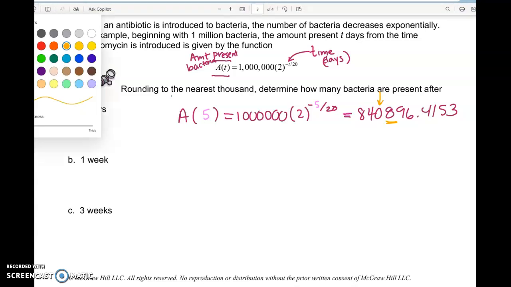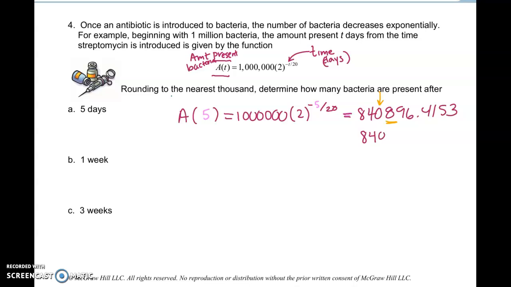Now we're used to rounding numbers in the decimal area, but now we are going to round here. And because that is 8, this 8 is 5 or more, I'm going to take that 0, I'm going to round it up to 1. And then anything to the right until you get to the decimal place, I will replace with zeros. So we have this many bacteria present after 5 days. Now we'll try the next one.